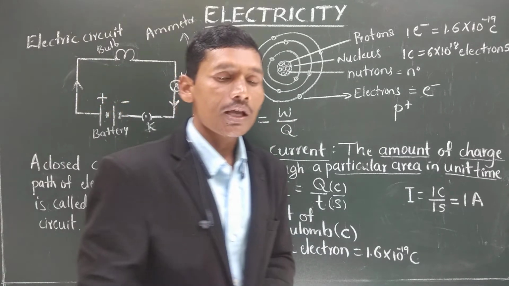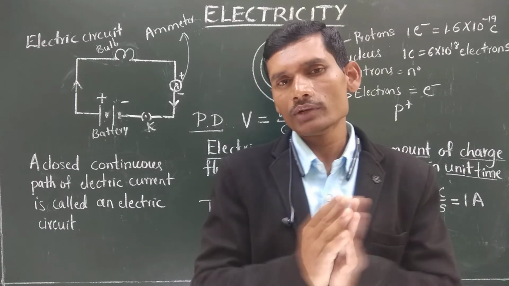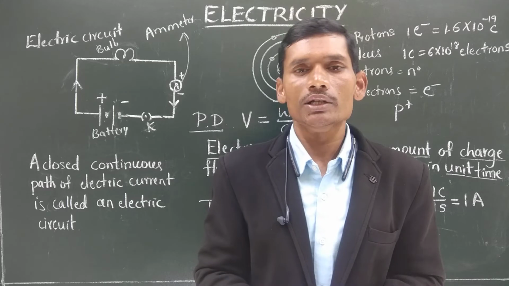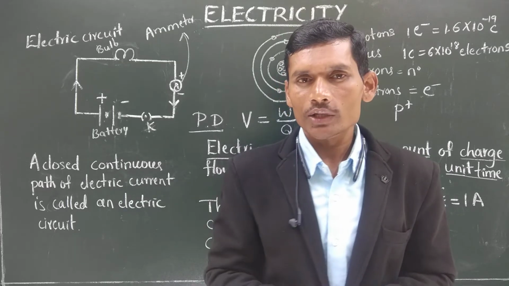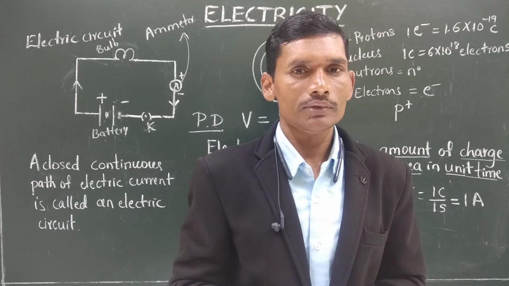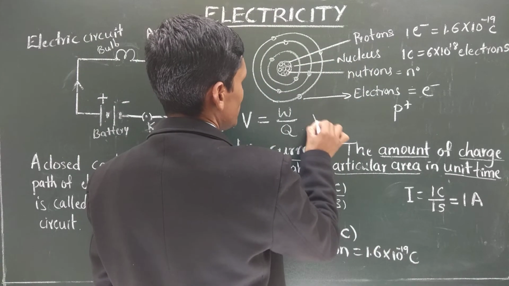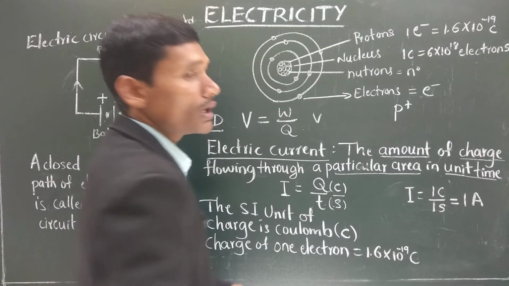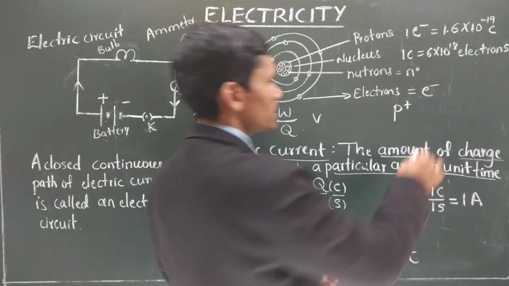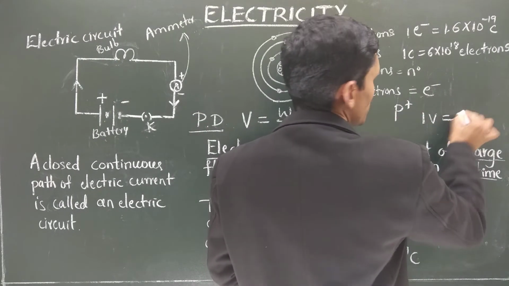Now you see that potential difference should also be measured using a special unit. What is the SI unit used to measure the potential difference? The SI unit used to measure the potential difference is the volt. See, here it is written as volt. Why is it called volt? 1 volt means, again, how much is 1 volt?